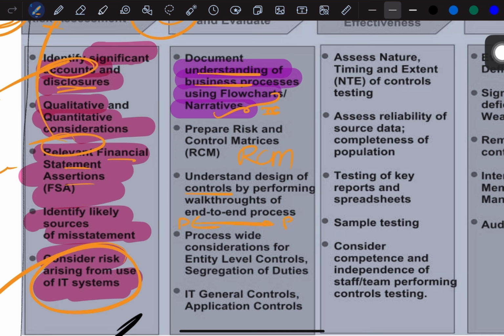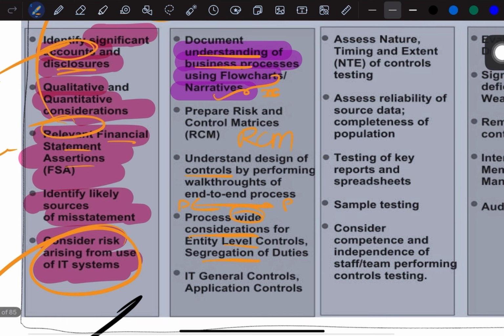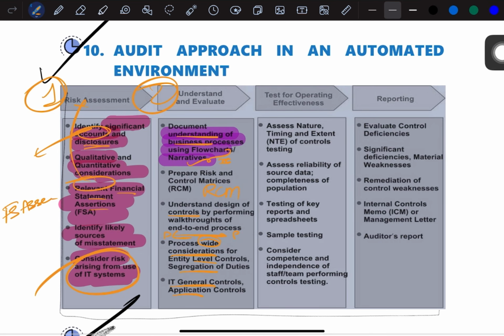Then process wide considerations for entity level control, segregation of duties. So what are the considerations in respect of segregation of duties, entity level controls, IT general controls, application controls? So basically understand and evaluate is the second step. The third step is test for the operating effectiveness. Nature, extent and timing of the controls. Then reliability of source of data, testing of key reports and spreadsheets, sample testing. Consider competence and independence of staff team by performing control testing. Third step, testing. Fourth step is ultimately reporting.